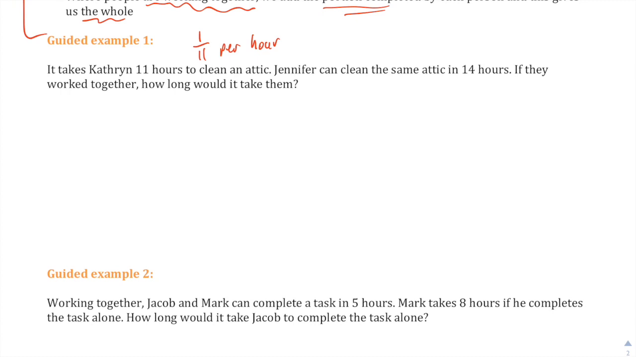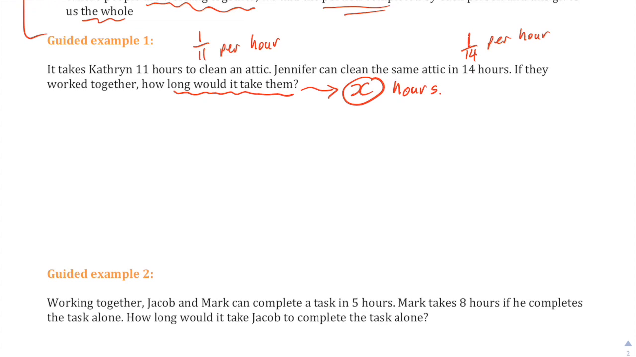Jennifer can clean the same attic in 14 hours. So Jennifer is completing 1/14 of the job per hour. And the question is saying if they worked together, how long would it take them? And so the unknown, the variable in this case, is x, and x represents the number of hours that they're going to work together. Since they're working together, they are both working for x hours.